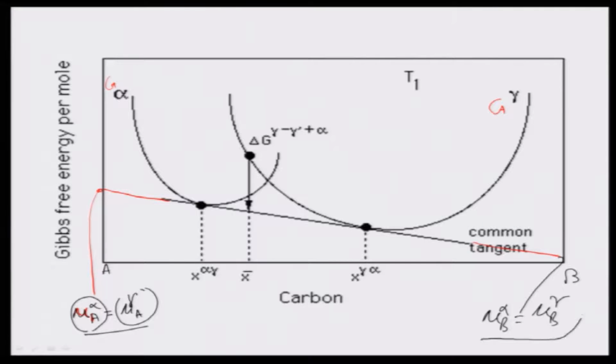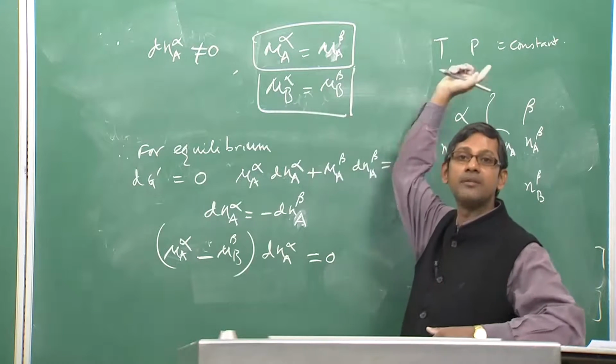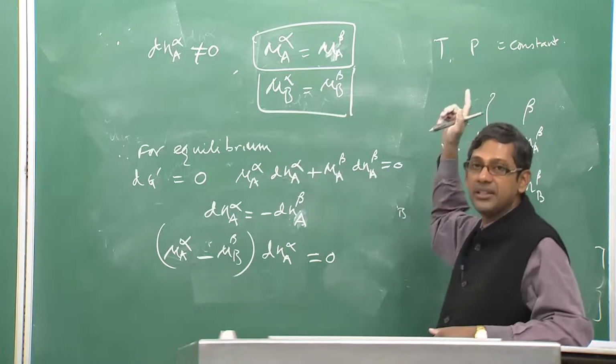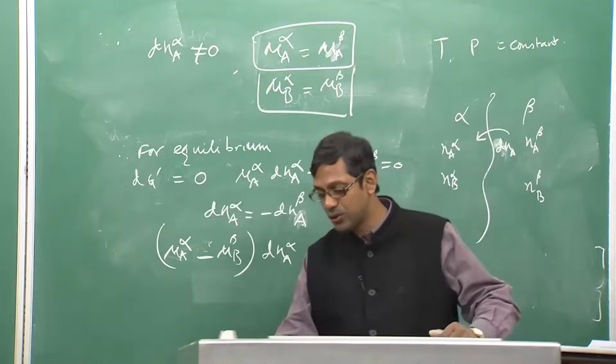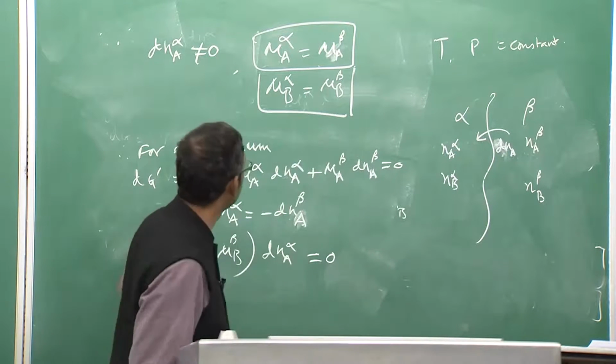Therefore these two conditions are satisfied, and this is the way we explain the phase transformations in a classical system, that the chemical potential of any component A must be equal in all the phases, chemical potential of B must be equal in all the phases. So now let us quickly derive the phase rule, we will get back to this again.